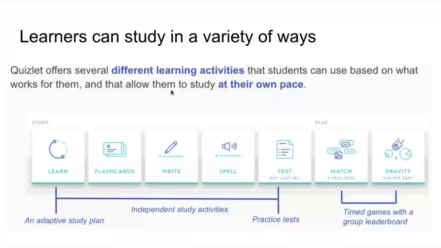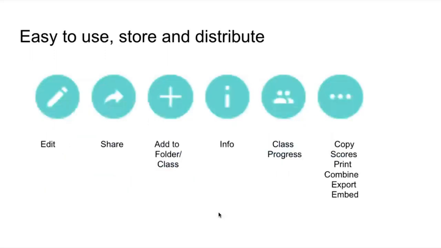All right, so learners can study in a variety of ways, as I mentioned. So, you know, all of these are independent study activities. So they do flashcards, they can do write, they can do spell, the test, of course, learn. And then there are games that the learners can play themselves, like Match and Gravity. All right. So it's very easy to use Quizlet, incredibly easy to use it to store your flashcards, to set up your classes, and to distribute. So you would see all of these various icons on your screen once you have set up your Quizlet flashcard, your Quizlet account.